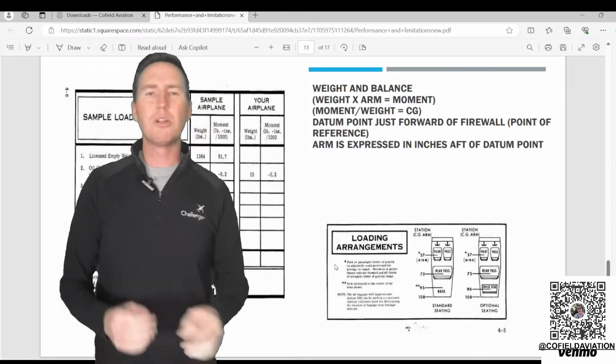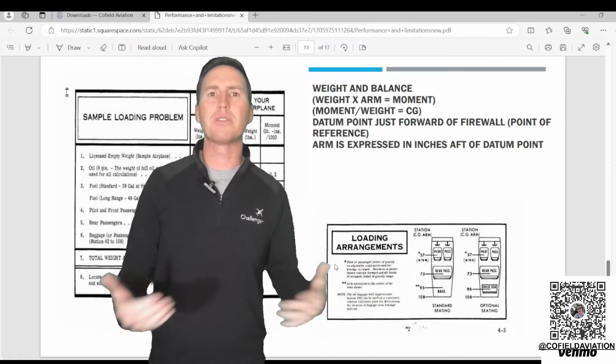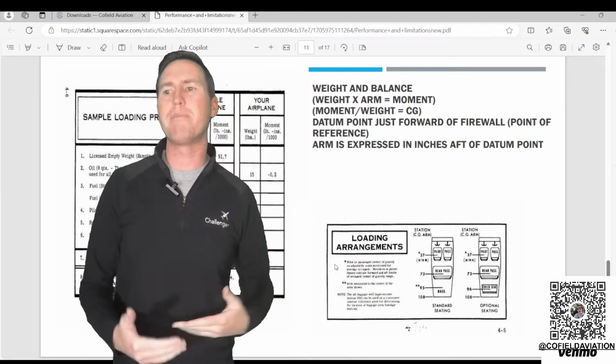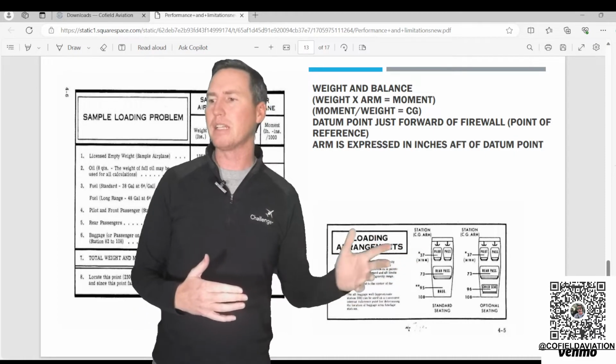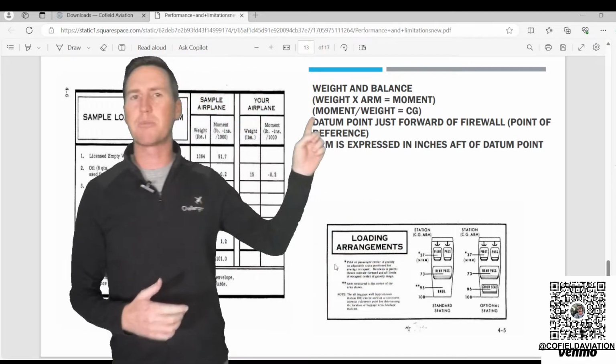Fuel is a little more complicated. We just do 6 pounds per gallon, so we have to do a little bit of math when we calculate the fuel weight. You'll see that in just a minute at 6 pounds a gallon, but weight is weight, so that's pretty easy.